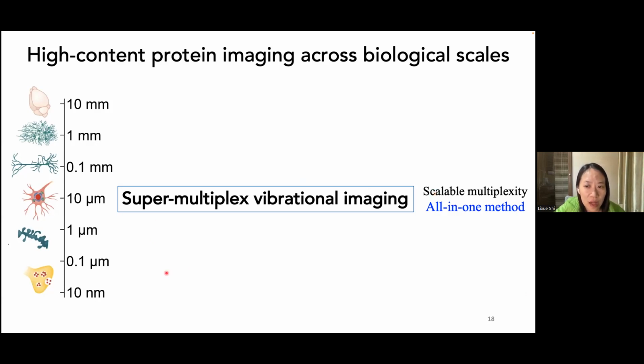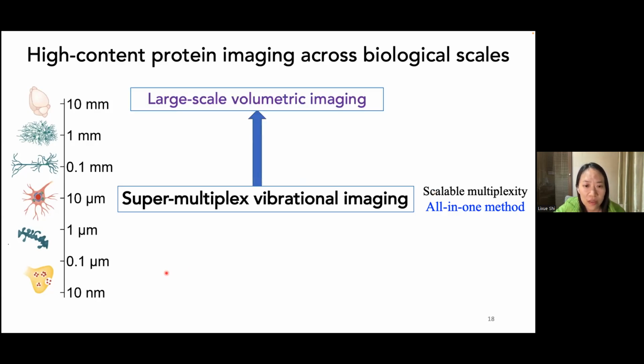With this established platform, we next leverage its utility in two directions by integrating sample engineering. First, towards the large-scale direction, we develop an approach called RADIANT for volumetric imaging of multiple proteins in thick intact tissues.